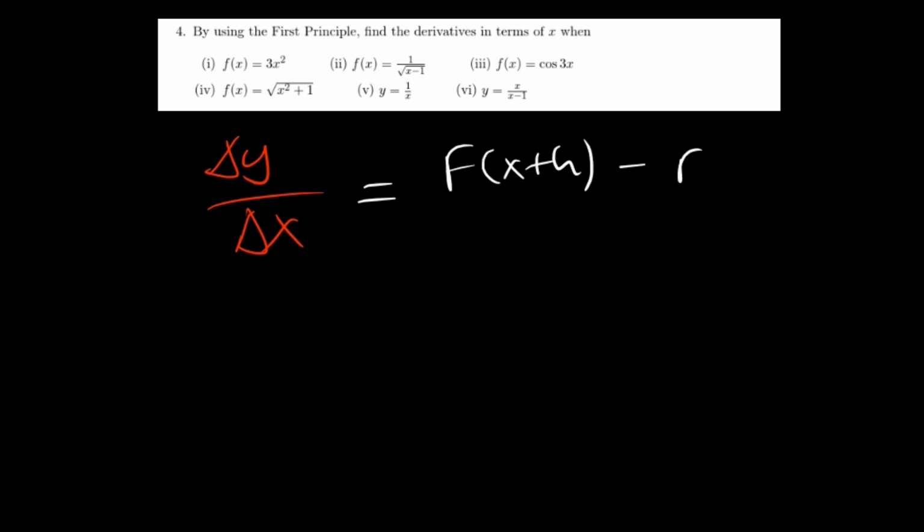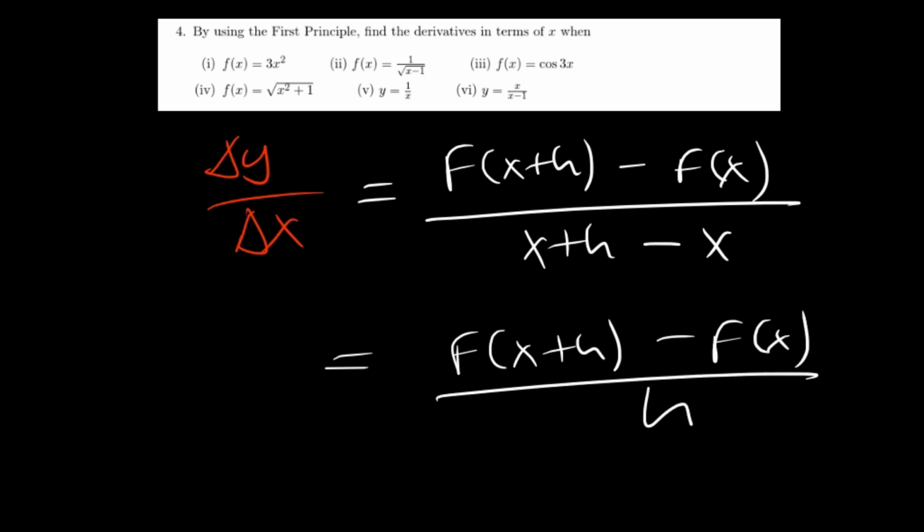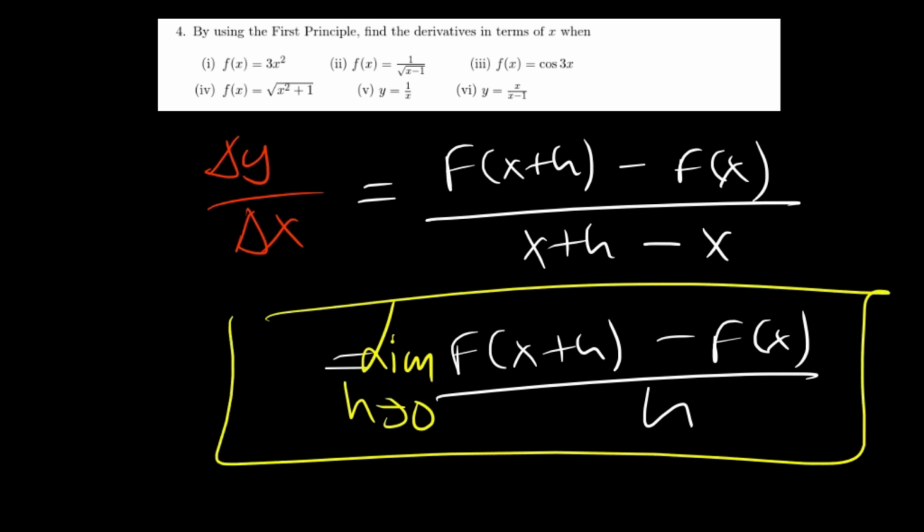Alright, so let's handle question 4, which is dealing with the first principle. So I've already explained what the first principle is. The first principle is the case where they want you to build your derivatives from the very definition of the gradient, where we know the gradient is a change in y over change in x. So change in y as the function of x plus h minus the function itself, divided by x plus h minus x, which reduces to f of x plus h minus f of x and then just h. And then of course we add the limit as h approaches 0. This is basically the first principle. So everything we're going to be doing will be based on that very equation.